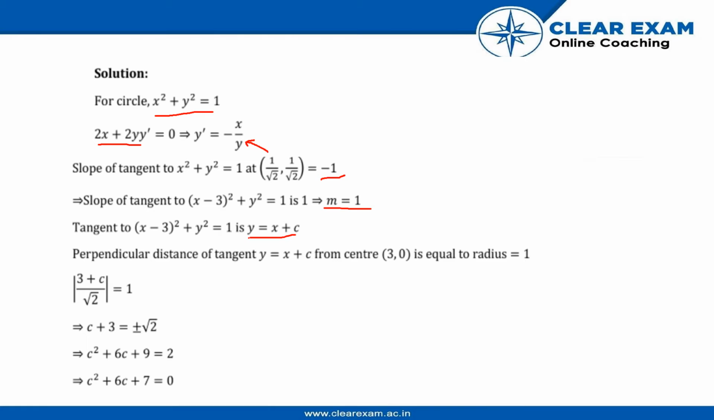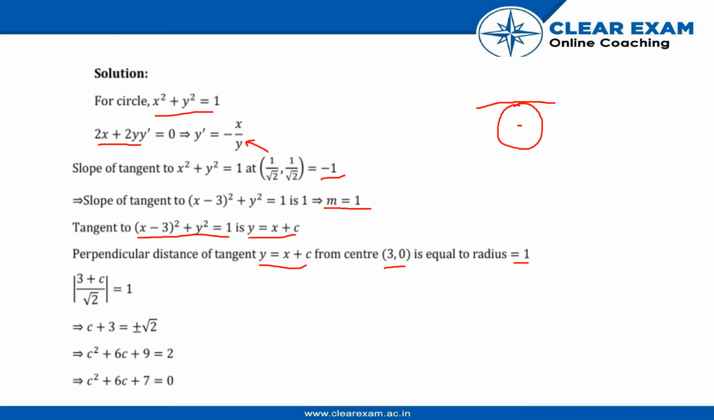So the perpendicular distance of this tangent y equals x plus c from the center of the circle, which is (3, 0). The center of this circle (x minus 3) whole square plus y square equals 1 is clearly (3, 0). So the perpendicular distance of this tangent line y equals x plus c from (3, 0) is equal to the radius, obviously. So if this is the circle, this is the center of the circle, which is (3, 0) in this case, and let this be the tangent to the circle.